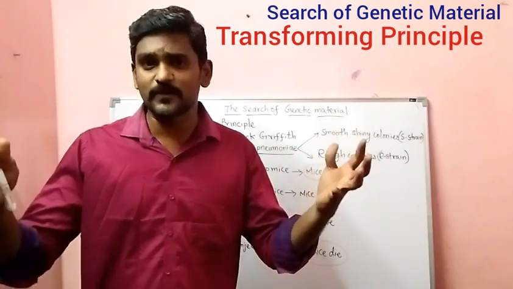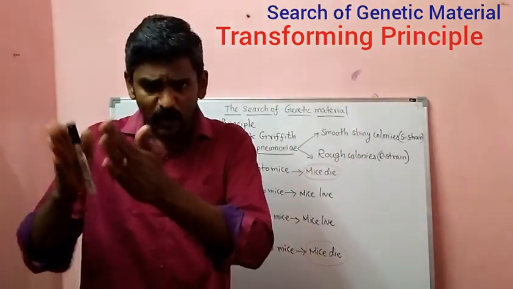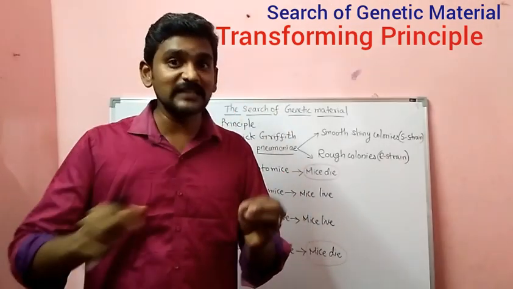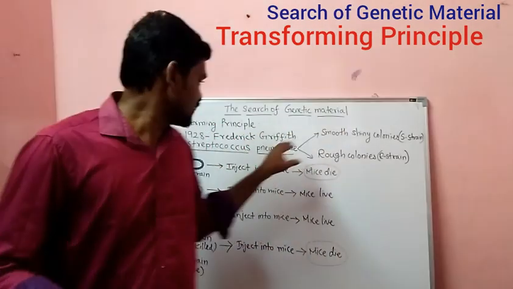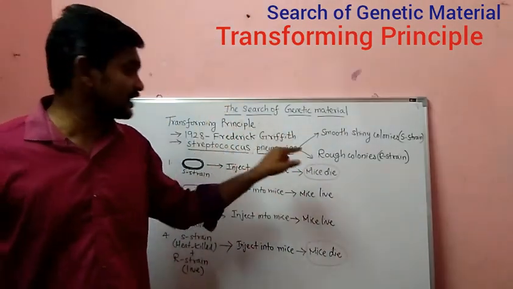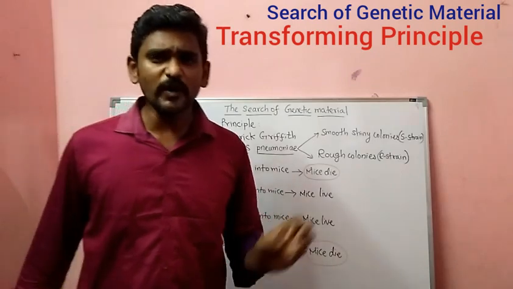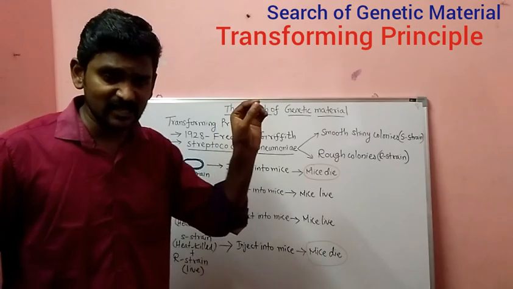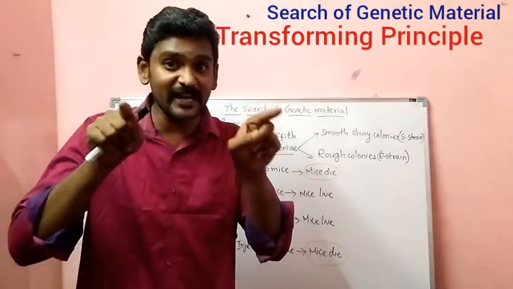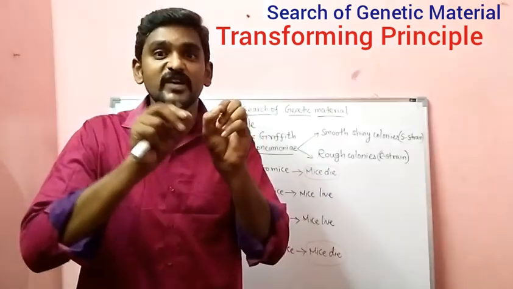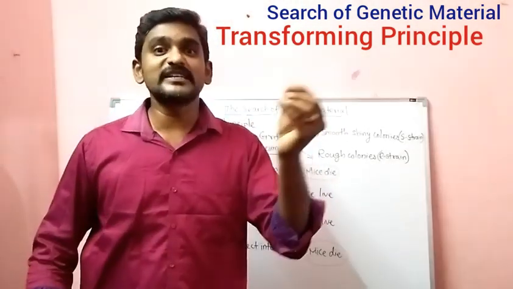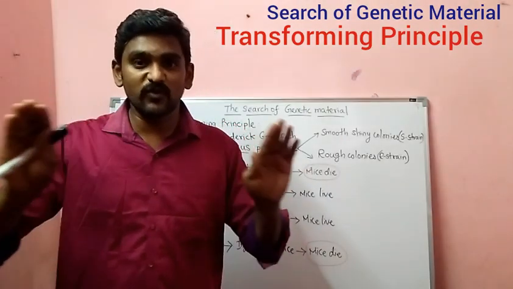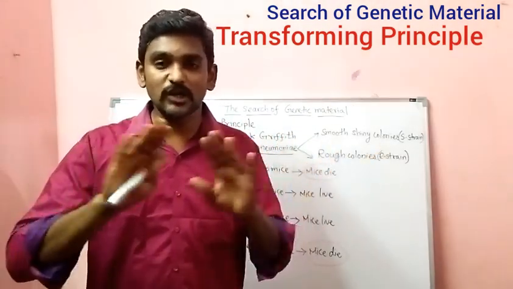So what is transformation? Transformation means from one form to another form. The organism transforming from one form to another form is called transformation. Here you can see Streptococcus pneumoniae has two types of strains. Strain means the organism is the same bacteria, but it has two types. One will be virulent, one will be the normal strain. Virulent means responsible for causing the disease, whereas the other is not responsible for causing disease; it is normal, not pathogenic.